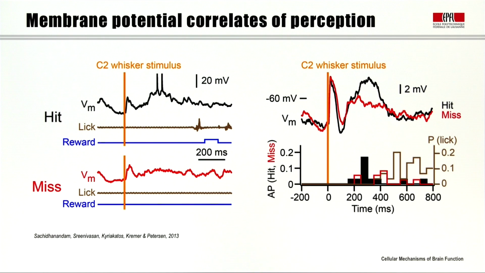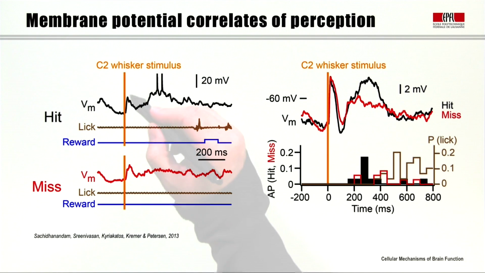It's therefore clearly interesting to find out what types of neuronal activity are taking place in the C2 barrel column during task execution. And here we're making membrane potential recordings from layer 2/3 pyramidal neurons in the C2 barrel column. We stimulate the whisker, and this upper trace is from a hit trial. The animal licks, it gets a reward, and so by definition, this is a hit trial.